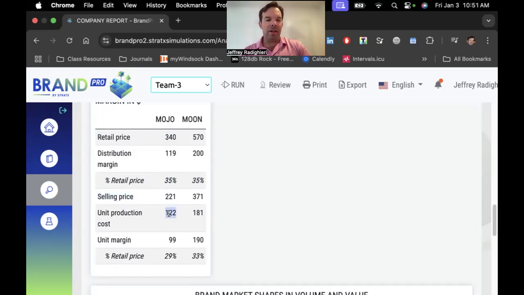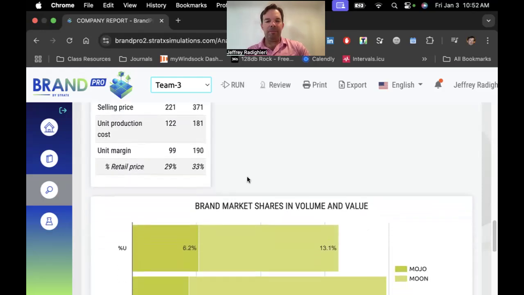This is what it costs you to make it. This is what's left over, and this is basically your unit margin or your unit contribution of $99 per unit. Okay, so when you are trying to figure out pricing and you're wading through all the different considerations, just know that if you sell it for 340, you're not going to get 340. You're not even going to get this 221. There's a lot of things that go into this. So just keep that in mind.